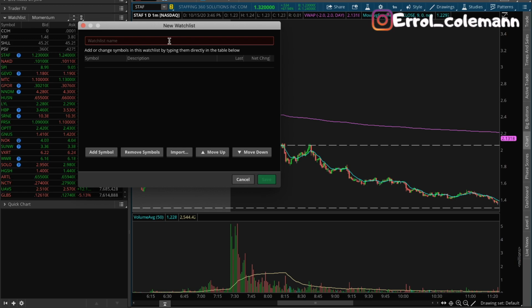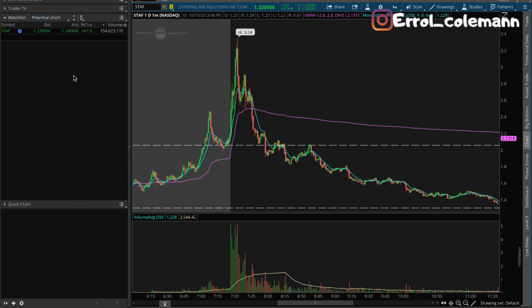For this one, I could even put potential short setup, or I'll just put potential short. Let's say for the stock, I can put STAF, press save. And now I've already created my one stock watch list so far on TD Ameritrade. And it's that simple. Over here, if you come at the top right of this tab, click that, click customize.